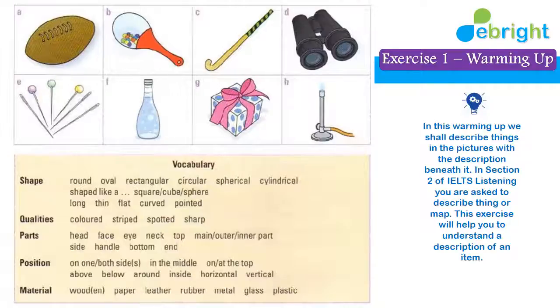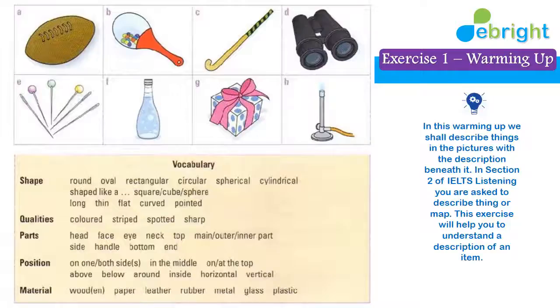Yes, let's start with the first exercise, warming up. You've got some pictures over there, picture A until picture H. What I want you to do is to describe each picture with the help of the vocabulary below: the shape, qualities, parts, positions, and also the material the thing is made of. In section 2 of the IELTS listening task, sometimes you are asked to describe or label things, an item, and also a map. So we will start with this episode. We will try to describe things first.